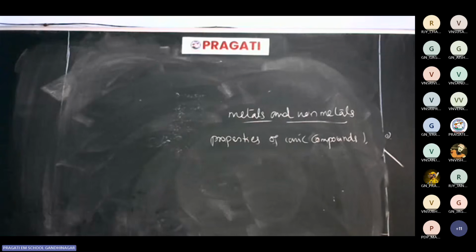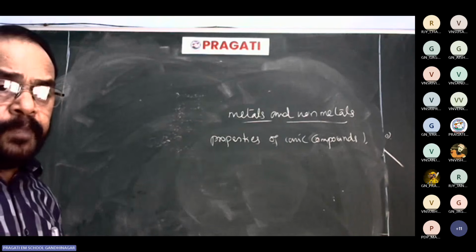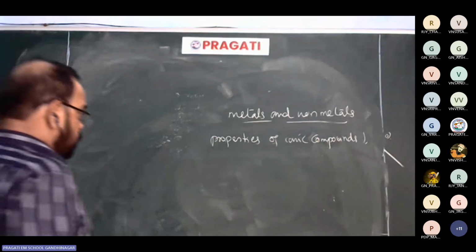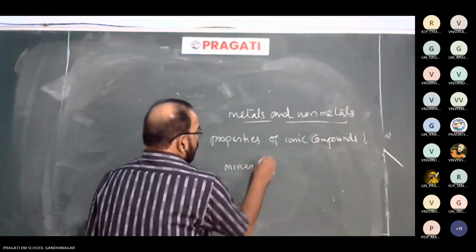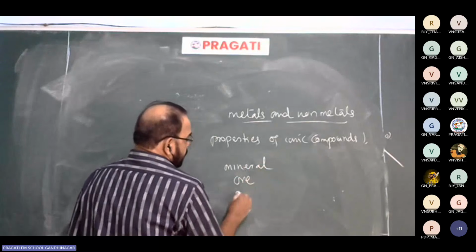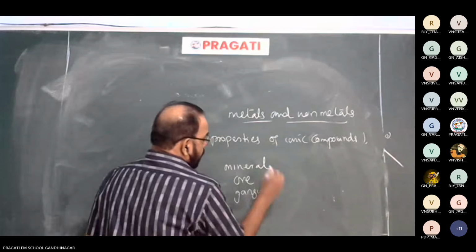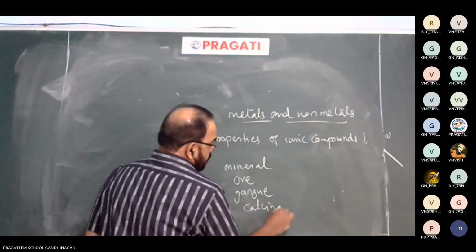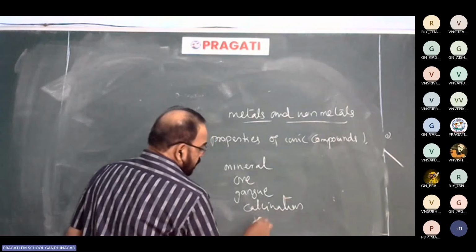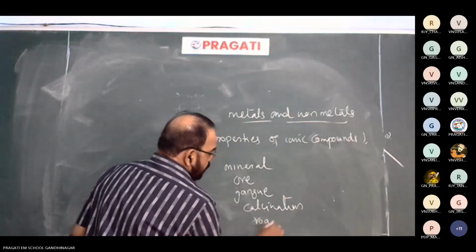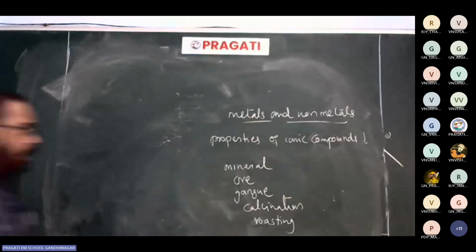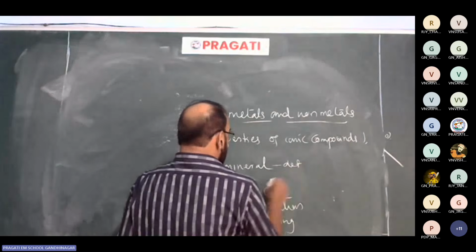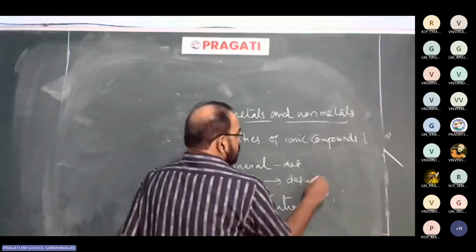Next, metals and non-metals. There we have extraction of metals. There another question is: what are minerals, ore, and gangue, calcination, roasting. This is a 1-mark question. What you need to study is the definition, or definition plus examples.